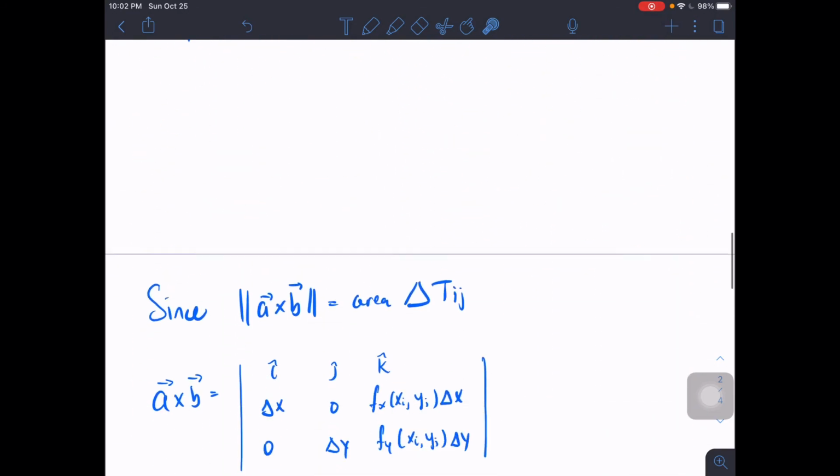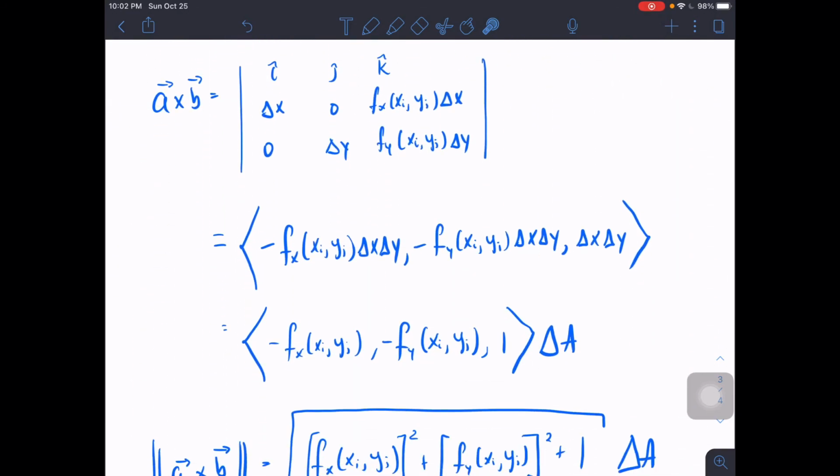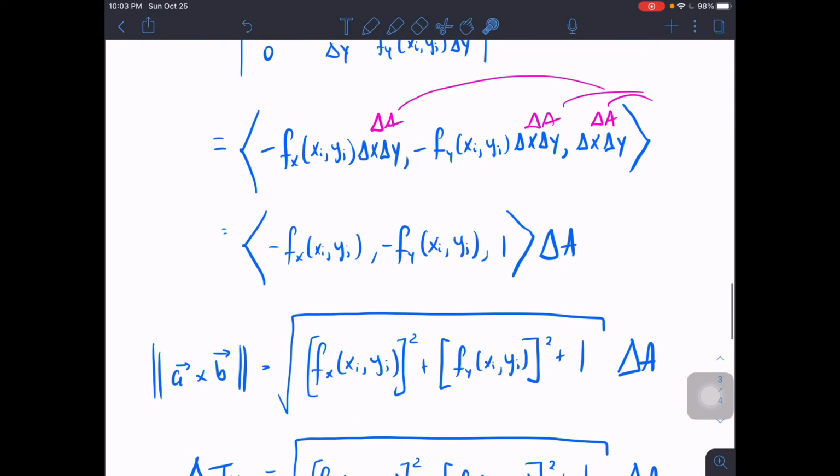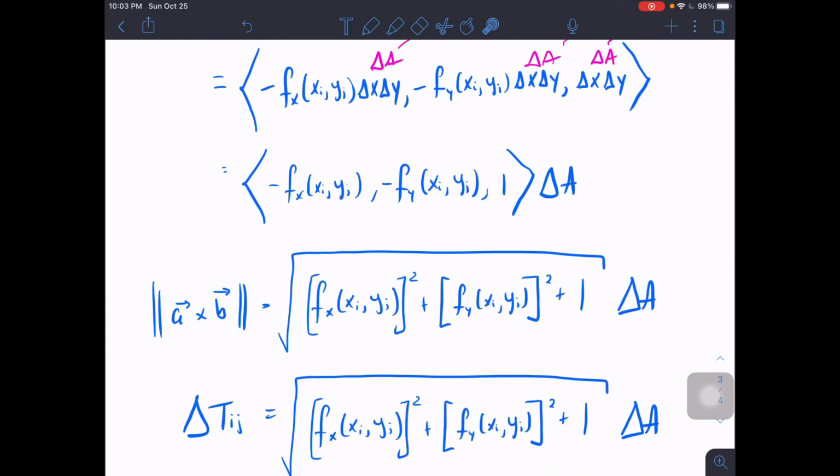I can rewrite delta x times delta y as delta A. And since all of these have delta A here, this is delta A, this is delta A, we can factor it out as a scalar multiple. And so we get delta A outside, and then this turns out to be the cross product of this vector. But because we want to take the magnitude, we take the magnitude of this times delta A. And so that's the components each squared.